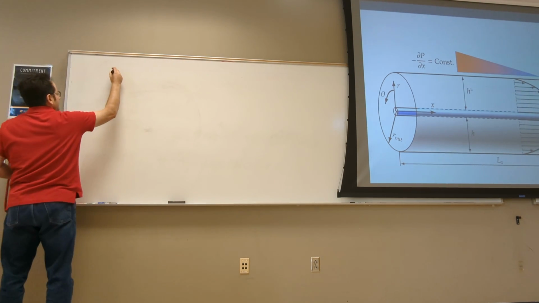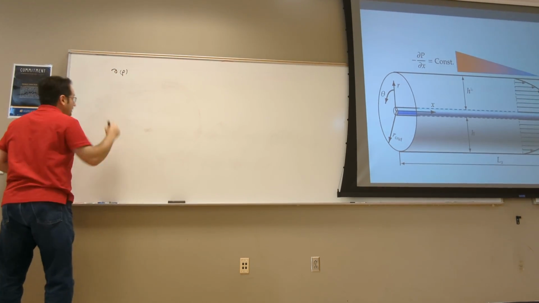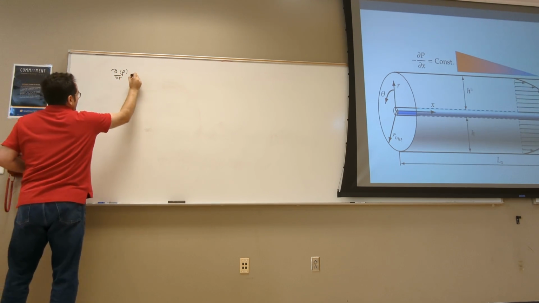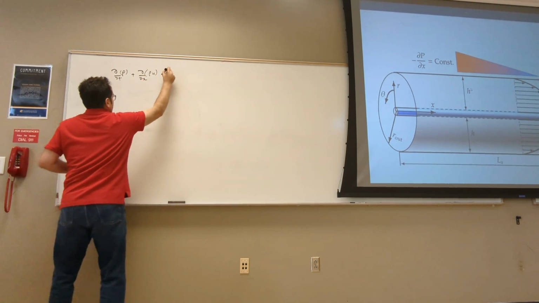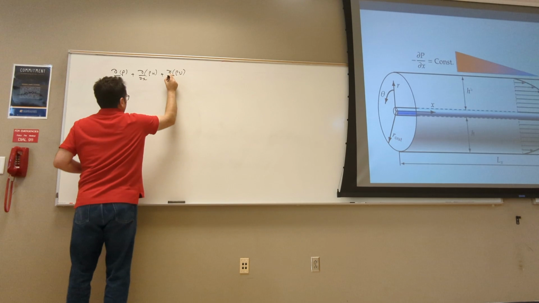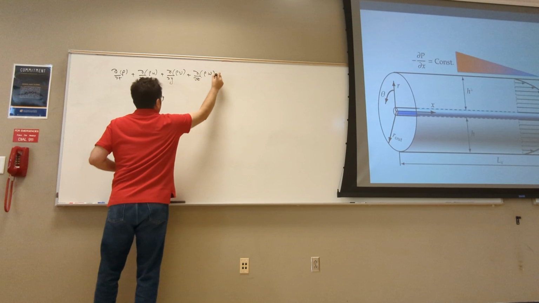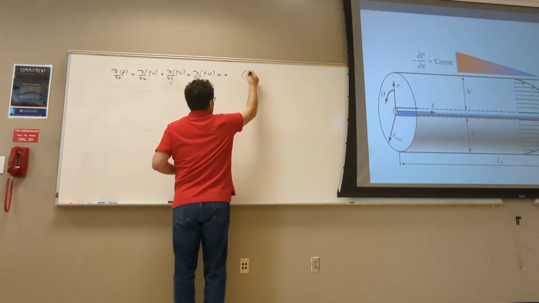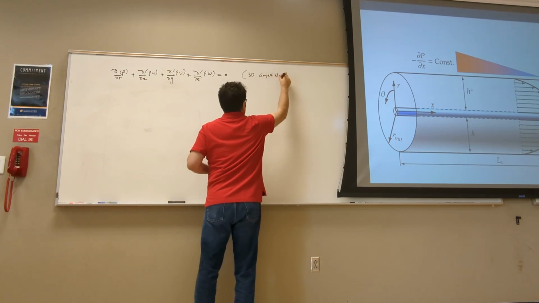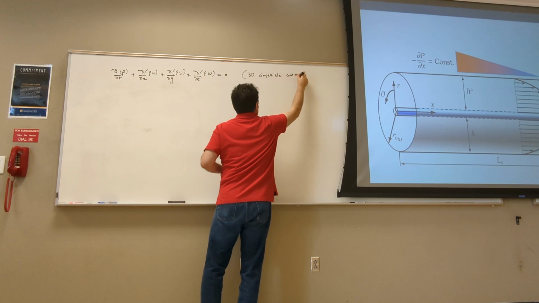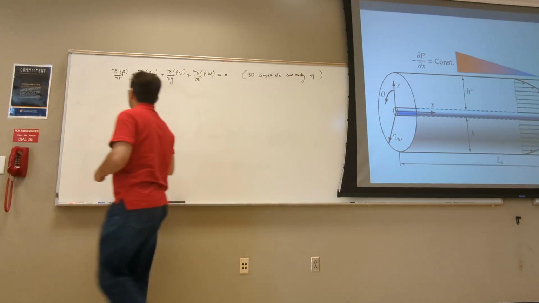So we have the first one: partial rho partial t plus partial rho u partial x, plus partial rho v partial y, plus partial rho w partial z, equals 0. This is the 3D compressible continuity equation. This is the general continuity.